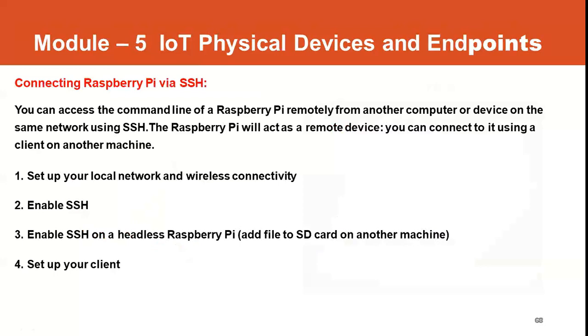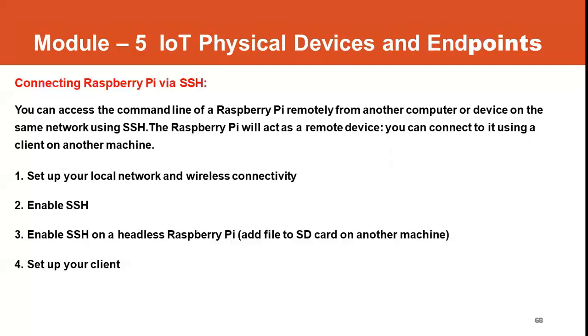So next is to connect Raspberry Pi to any other systems. So we need to have SSH. So we can access the command line of Raspberry Pi remotely from any other computer or a device on the same network using the SSH. So when we discussed the commands of Raspberry Pi, we had studied that this SSH is used to connect the Raspberry Pi board to other systems. So here the Raspberry Pi will act as a remote device and we can connect to it using a client on another system.